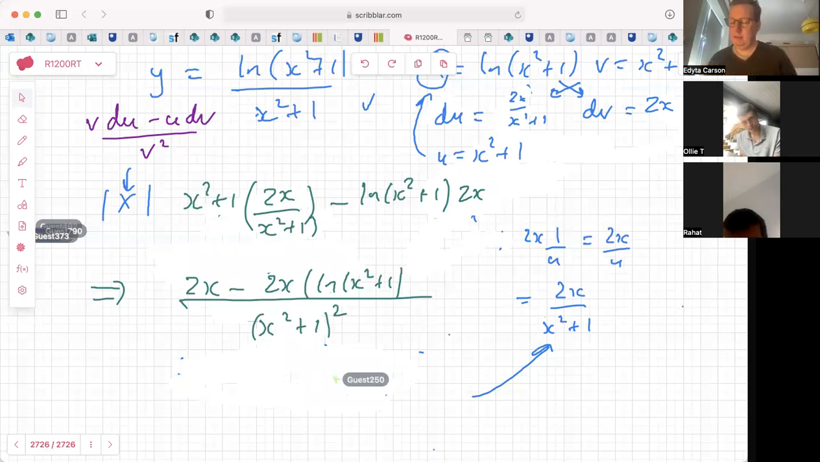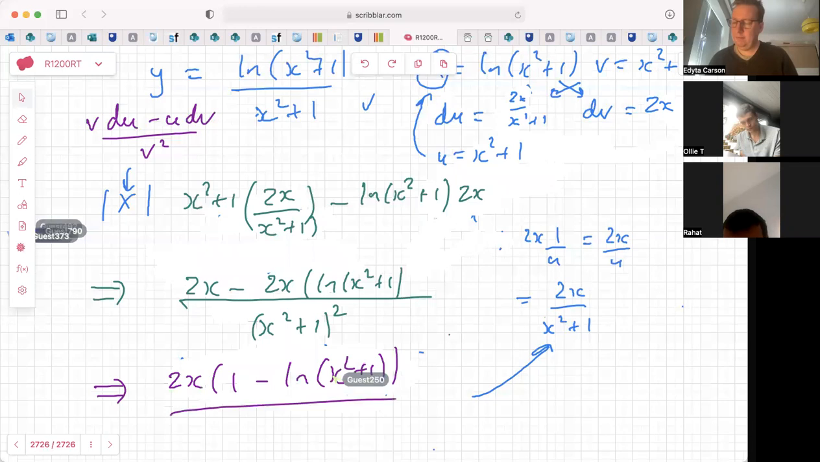In fact, we could also factorize the top line. 2x is common, so 2x times 1 minus log of x squared plus 1, over x squared plus 1 squared. That'll be dy by dx.